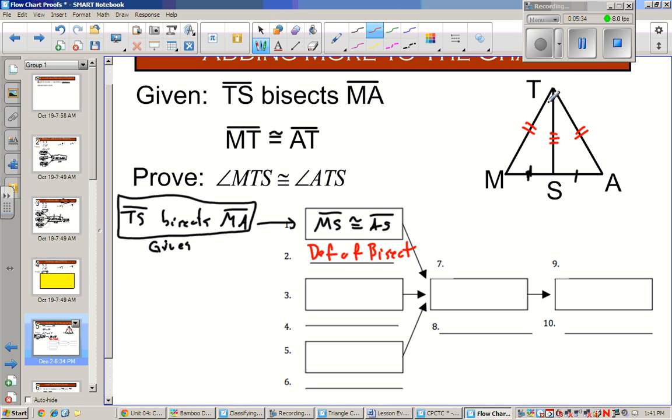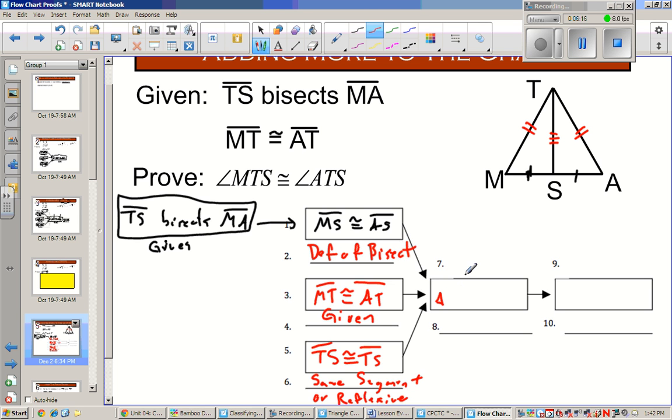Now the other things we can say: MT is congruent to AT, and that information is given. And then TS is congruent to TS, and that could either be reflexive or same segment. Segment's better, or reflexive. We learned the reflexive property a couple chapters ago, but if you wrote same segment, I would be fine with that as well. Now, once we have those things, we can prove that these triangles are congruent.